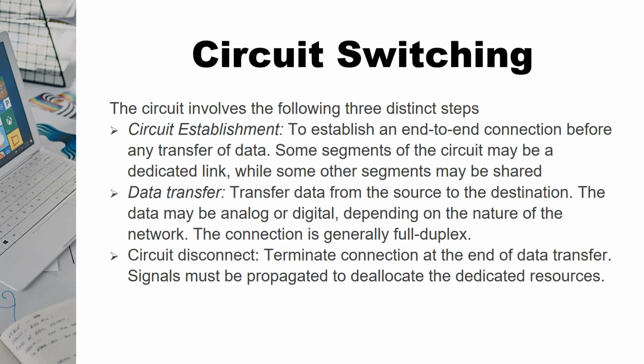An example that I want to give: suppose we have two nodes, A and B, that want to communicate with each other using circuit switching. Node A sends a request to node B to establish a connection, which is the first step, circuit establishment. Node B accepts the request and a dedicated circuit is established. Node A then sends data packets to node B over the dedicated circuit, which is data transfer. When the data transfer is complete, the circuit is disconnected, which is circuit disconnect, the last step.